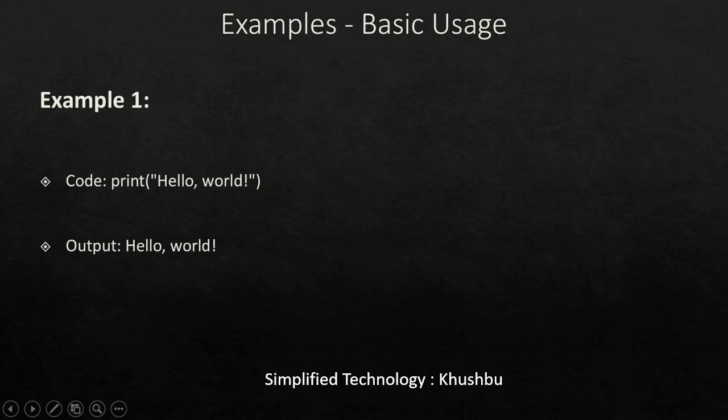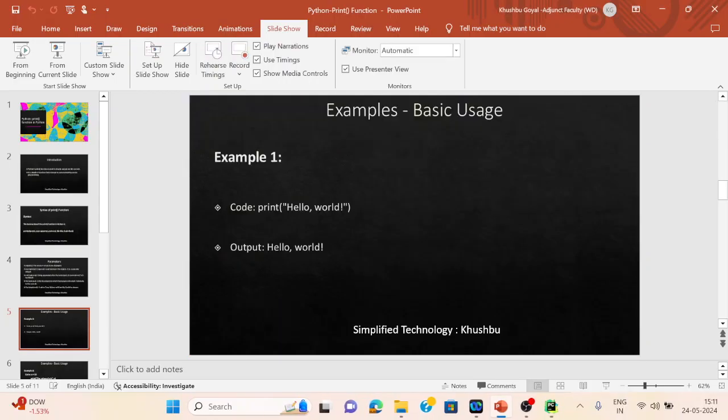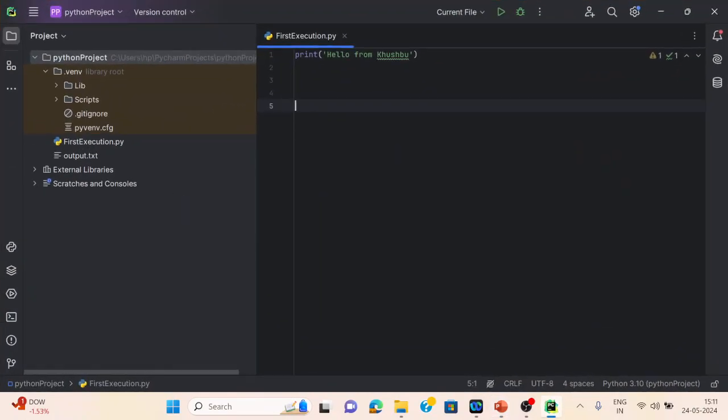So here, as I have told you, the output will be hello world, like this. Whatever is written in between these double quotes will be printed as an output. So let me show you how this works and how it is printed as an output.